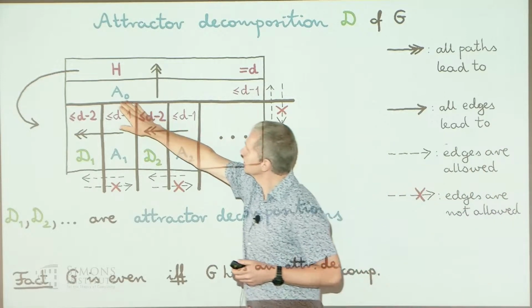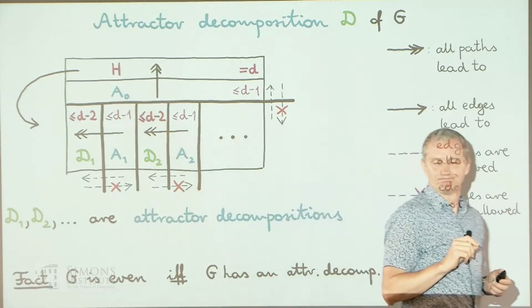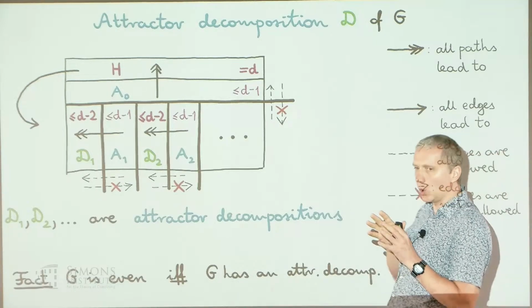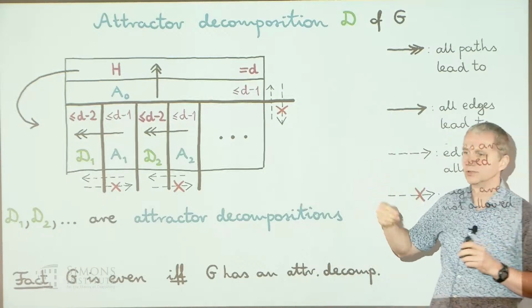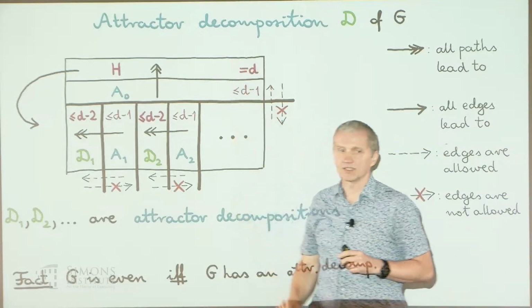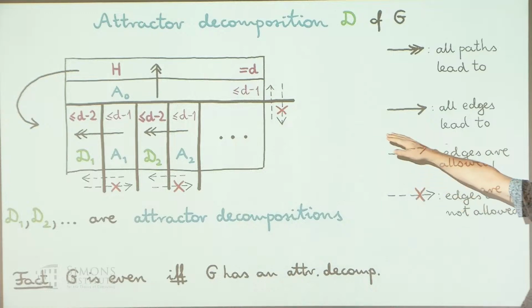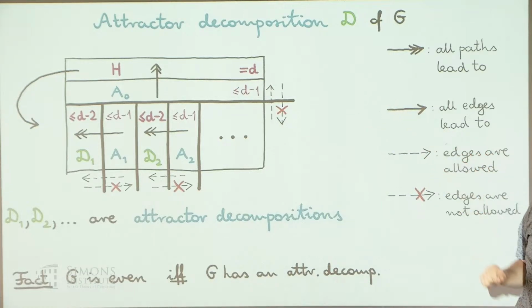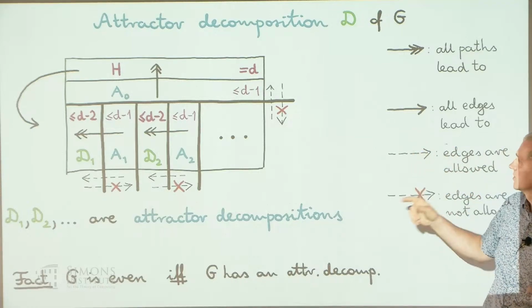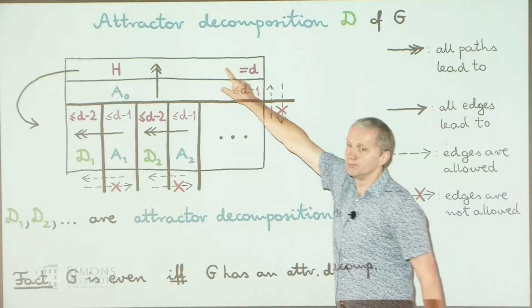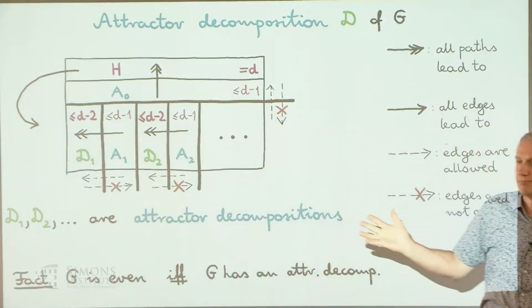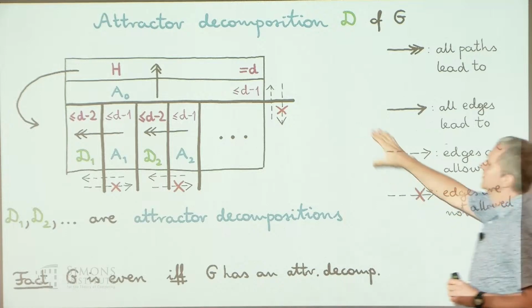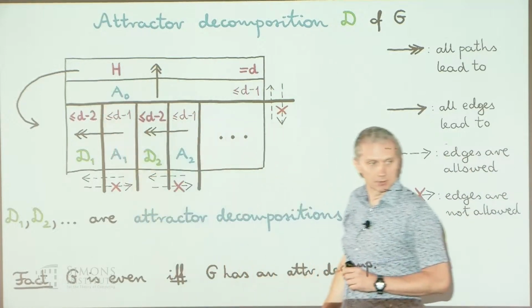Now, what is A0? A0 is the set of vertices such that all paths starting from those vertices eventually, after a finite number of edges, end up hitting the set H. So I call this set the attractor to H. Once again, it's the set of vertices from which all paths lead to H. And then there will be an edge which will get us somewhere back into the graph, no matter where. I call this the top attractor of the attractor decomposition.